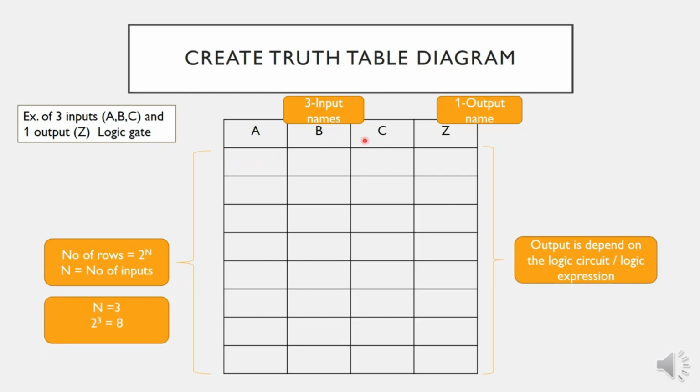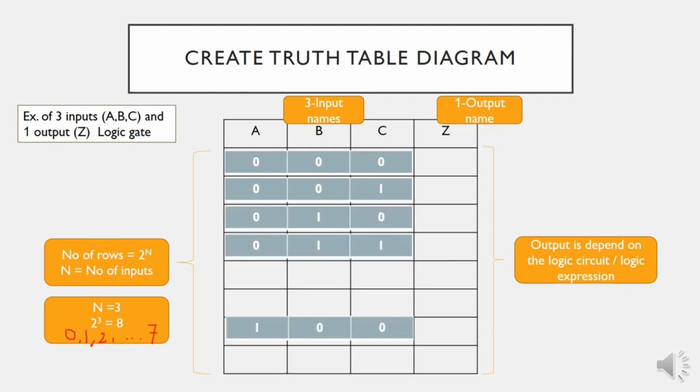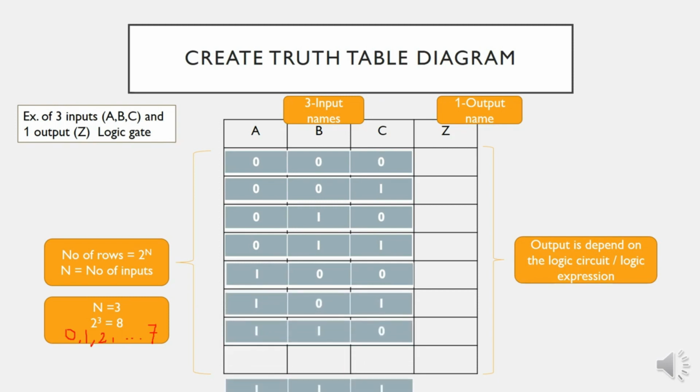Now let's insert the inputs on each of the rows. We'll start with the combination of the lowest count. The count will start from 0, 1, 2, until 7. In binary, 0 is 0, 0, 0, and next we have 1, 2, 3, 4, 5, 6, and 7.